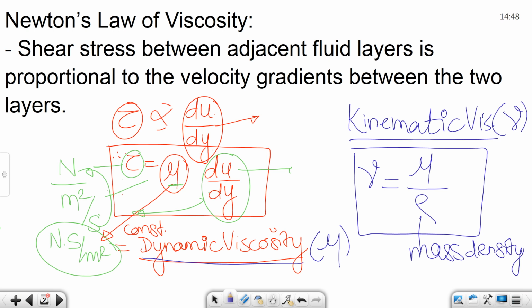In some of the numericals you require this kinematic viscosity formula, so we are introducing this term. Now what is the unit for this? The unit for kinematic viscosity, as you know, is dynamic viscosity divided by mass density, and you know the unit of mass density is kg per meter cube. The unit for this is meter square per second. This is the SI unit for kinematic viscosity.